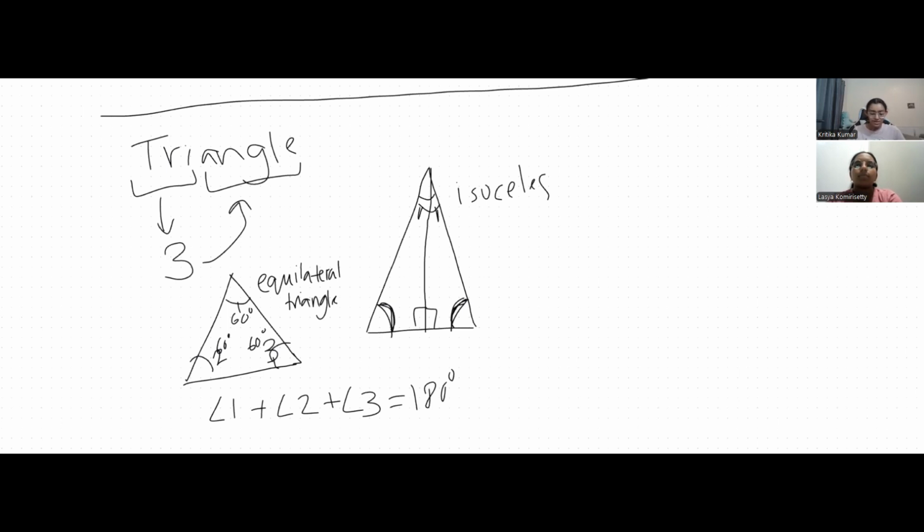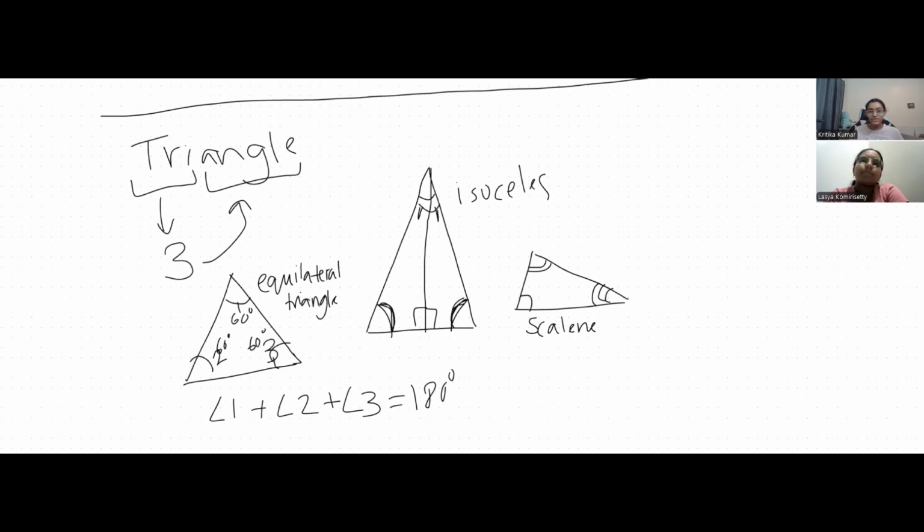And then there's another triangle which looks somewhat like this. Okay, and you look at it, the thing about this is, this angle does not equal this angle, which does not equal this angle. So all three angles are different. And this type of a triangle is called a scalene triangle. And it looks pretty simple, pretty nice, right?